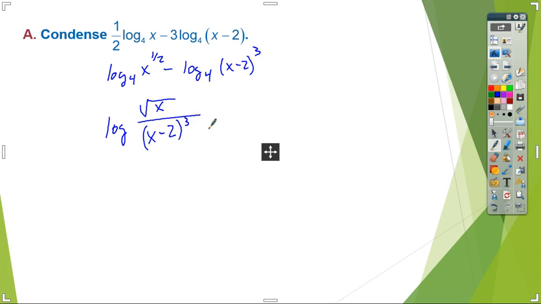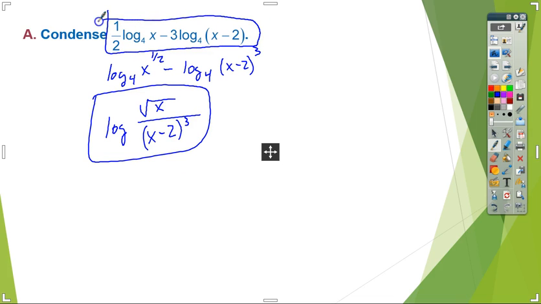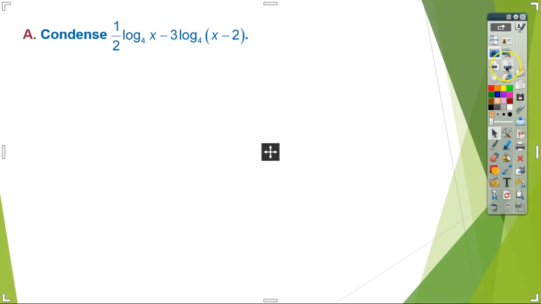Again, amazing stuff, right? This right here is the exact equivalent to that right there. That is mind-blowing, because they don't even look the same. But they are.